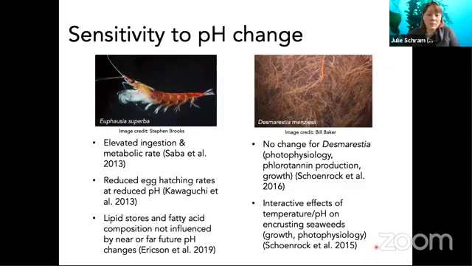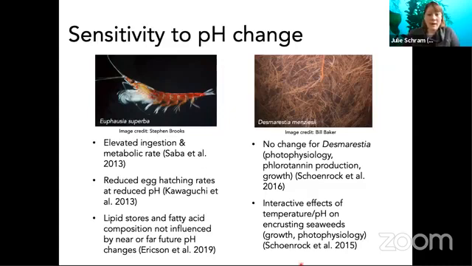However, the results for encrusting algae are a little bit more complicated, depending on whether you're looking at a calcified encrusting alga or a fleshy encrusting alga. There are some mixed results and interactive effects of both temperature and pH. So I've talked a little bit about the climate change.